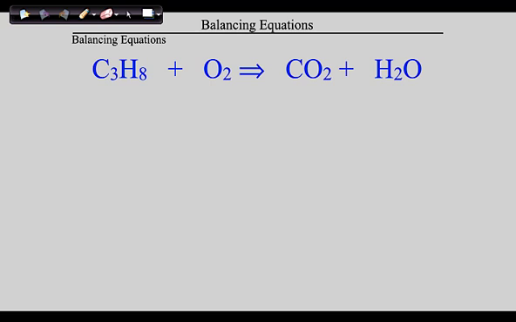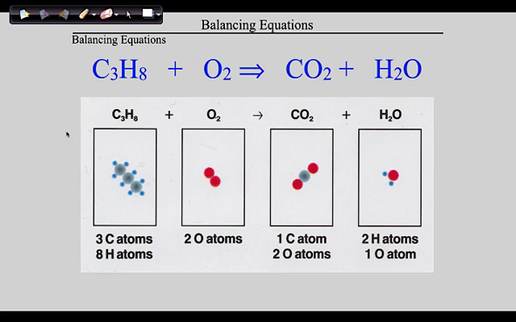But then look here. We've got 2 oxygens going in. How many are coming out? 3. 2 plus 1. So we're losing carbon, we're losing hydrogen, and we're making oxygen. No, we're not. We just don't have the ratios right. So guys, let's get the ratios right.